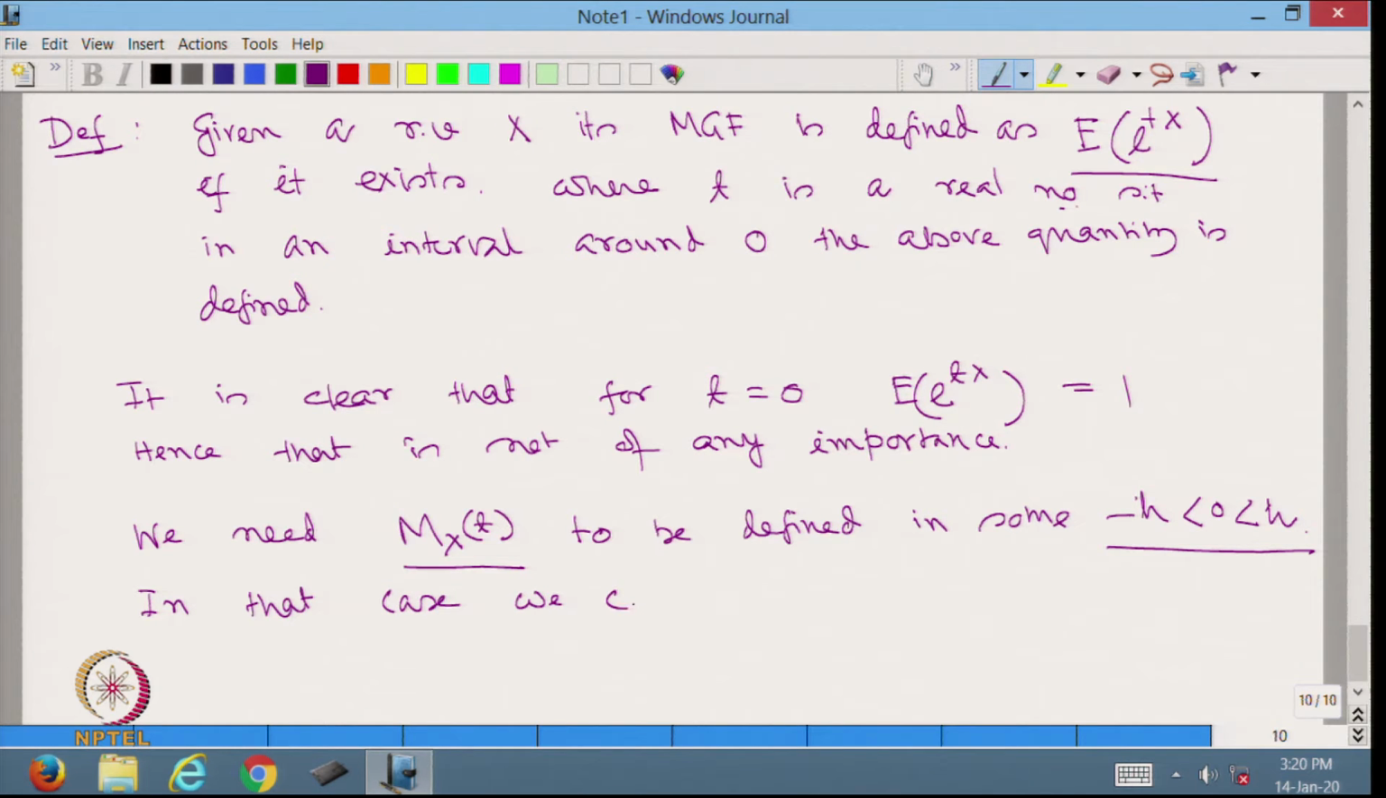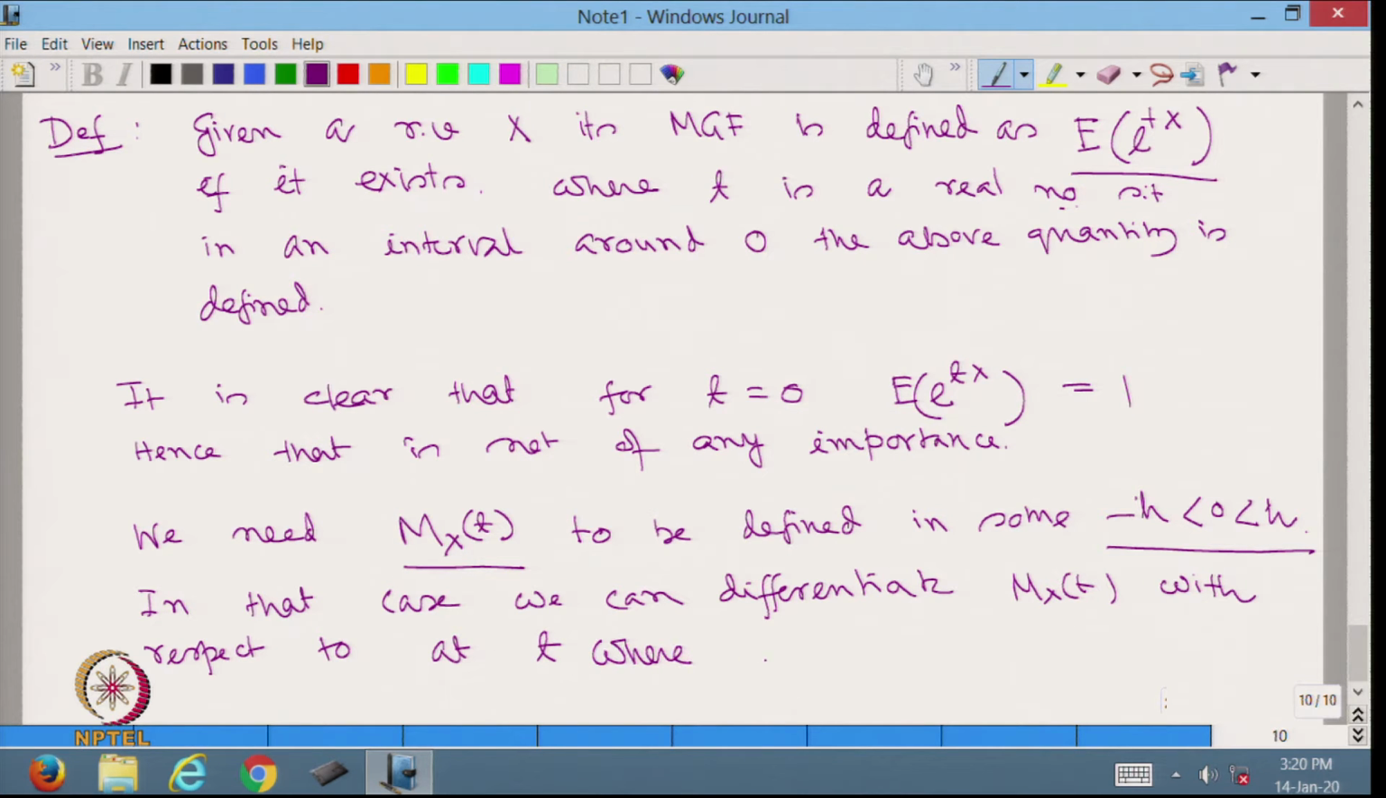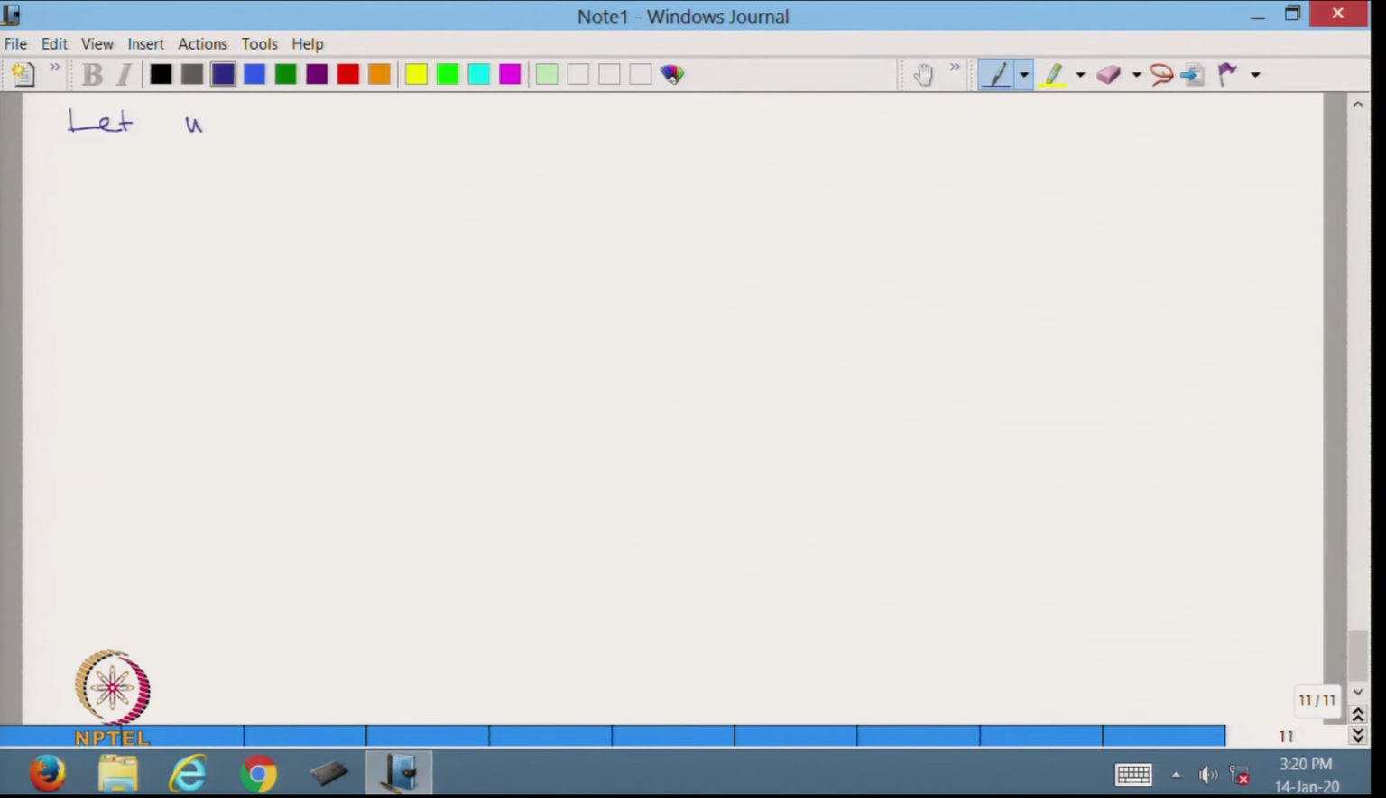In that case, we can differentiate m x t with respect to t at t where minus h less than t less than h. So, let us compute some standard moment generating functions.